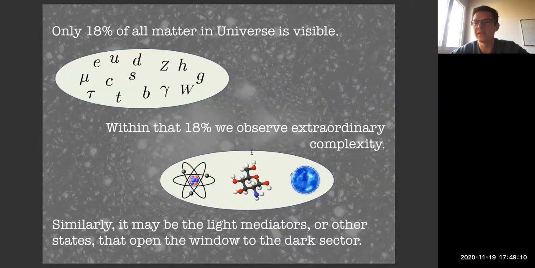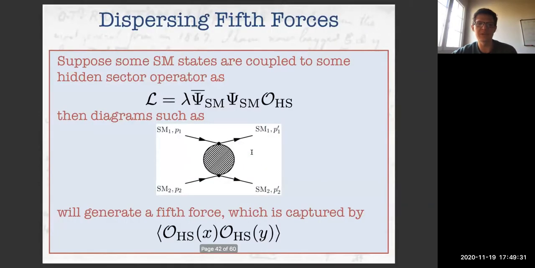And it may be that it's the light mediators that open the window into the dark sector. We've explored the visible sector with light, with photons, and their masses don't make up the mass budget, or the energy budget, of the visible sector cosmologically. Yet they're somehow the most important states for exploring the visible sector. So imagine we have some new states beyond the standard model, and they're light, not heavy. How can we make progress in trying to search for them?